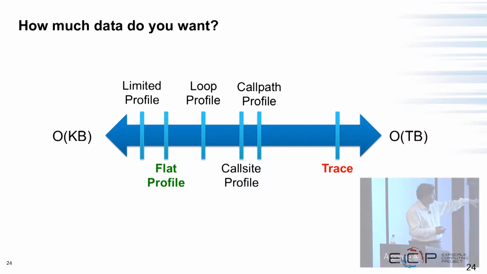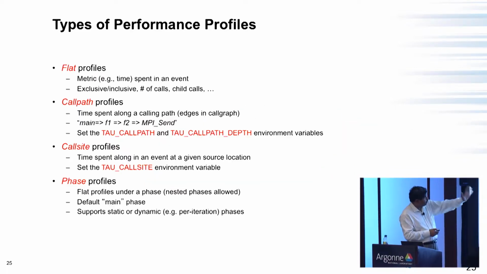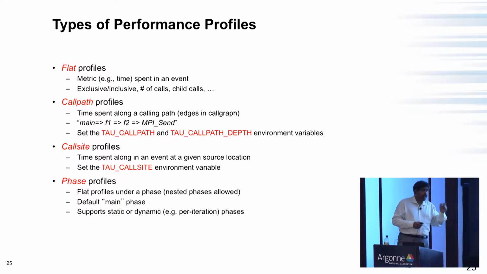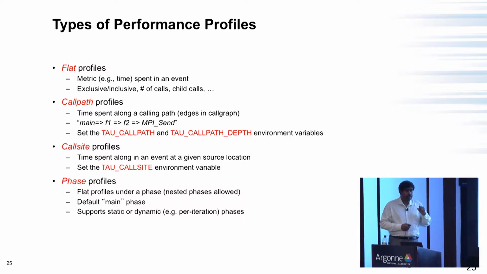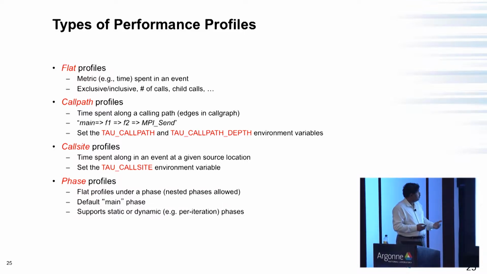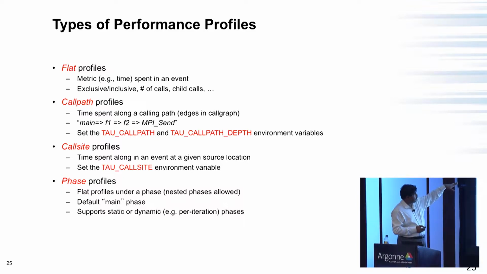You have a flat profile, a loop profile, a call site, call path, and then a full trace. The difference is, in a flat profile, you do not see the parent and child information in functions. You just see all the functions in a given execution. With a call path profile, you can see the edges. There are two environment variables, TAU_CALLPATH and TAU_CALLPATH_DEPTH. You set this to 1, and then you can set the depth to, say, 100, and you'll get call paths that go all the way to the root node.